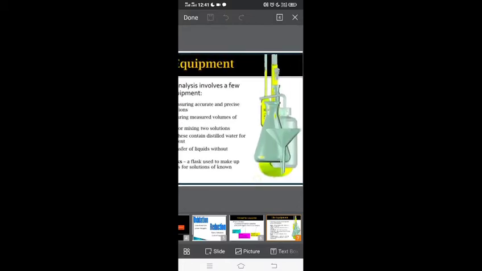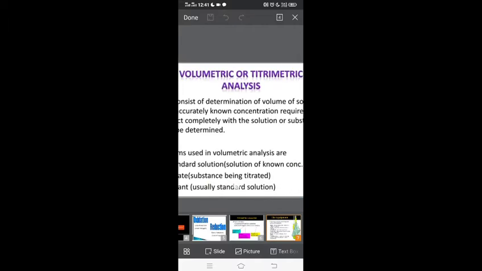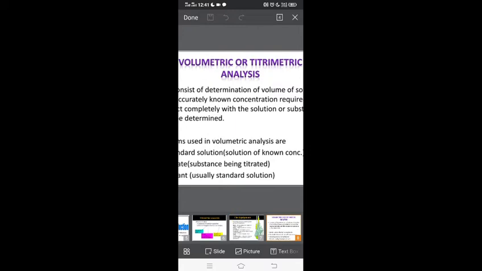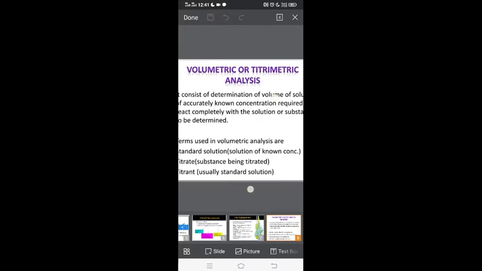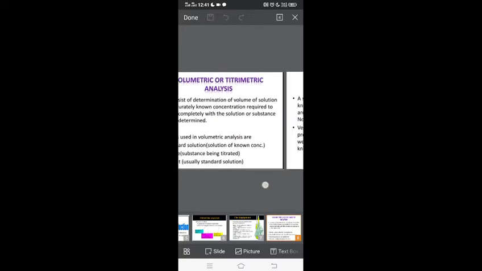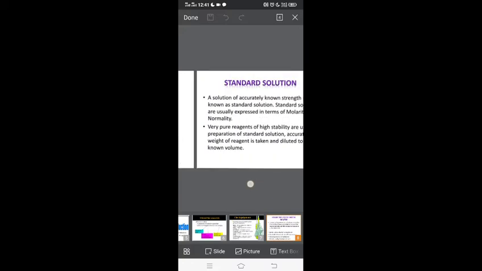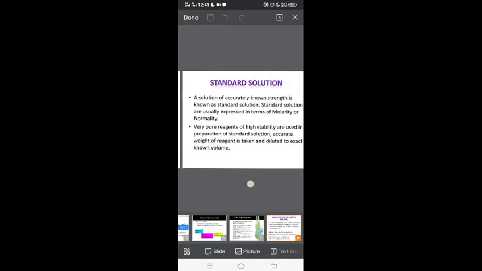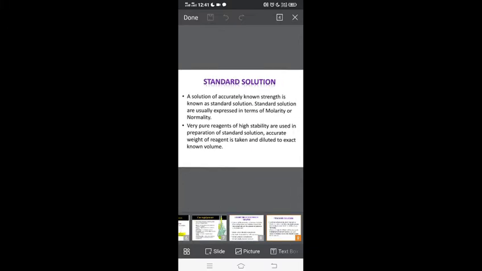Then the next is our volumetric or titrimetric analysis, which I have already explained to you. It is a titration between a known concentration and an unknown concentration. The terms used in volumetric analysis are the standard solution, whose concentration is known to you; the titrate, which is the substance being titrated; and the titrant, which is usually a standard solution only. So what is a standard solution? A solution of accurately known strength is known as a standard solution.